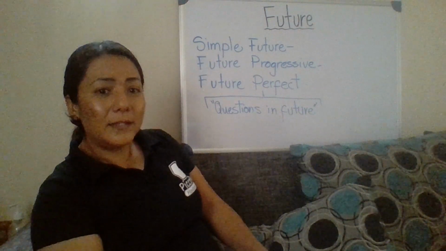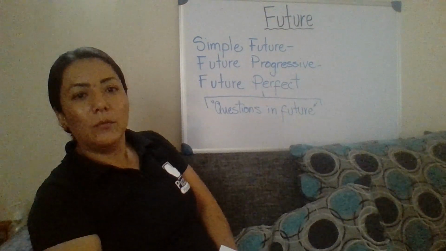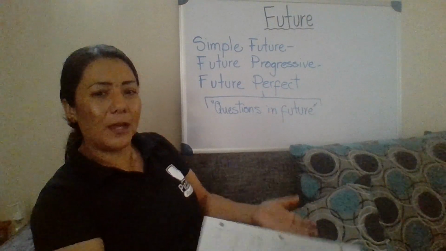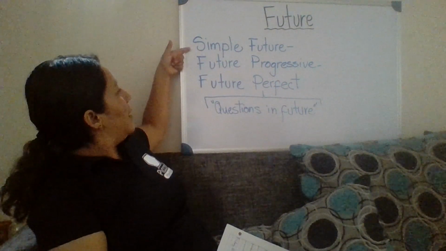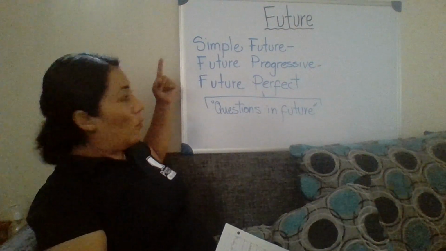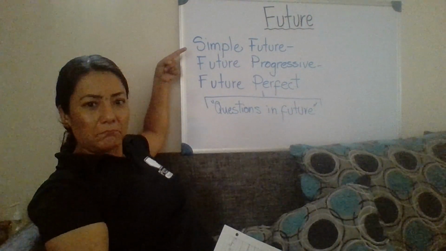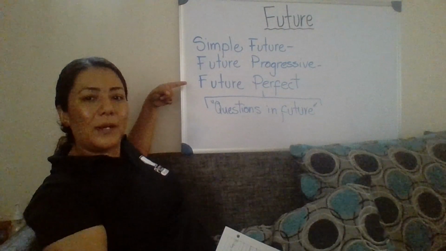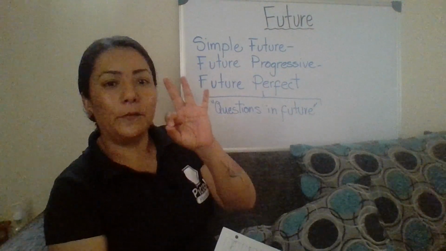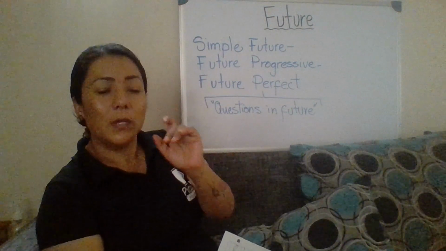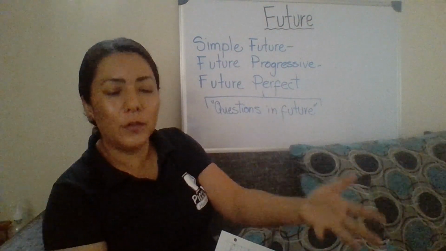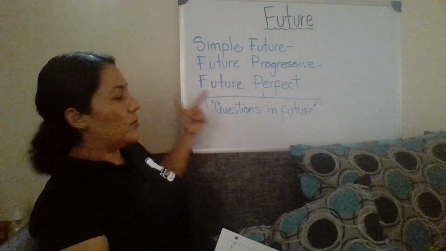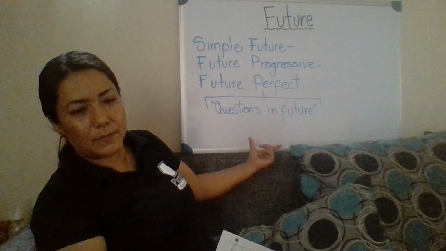Well, today's topic is future. Future has more than one form. To talk about future, we can use these forms. One of them is simple future. Another future form is future progressive, and another one is future perfect. Those are three different ways, three different forms in which we can express future actions. Plus, in each one of these forms, we can ask questions.